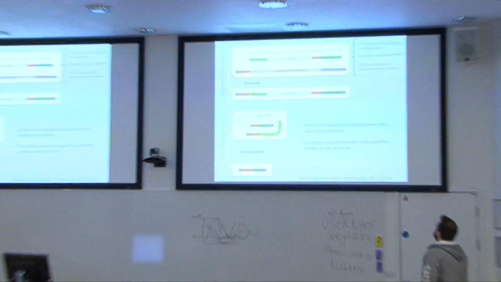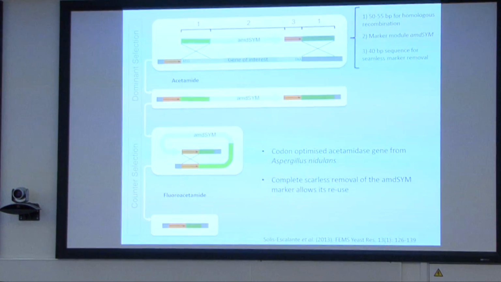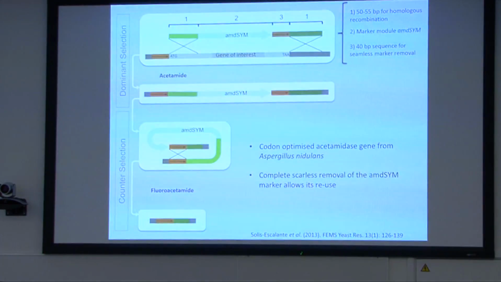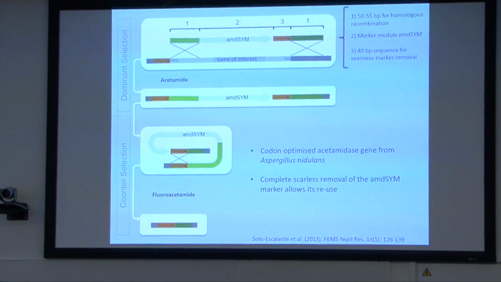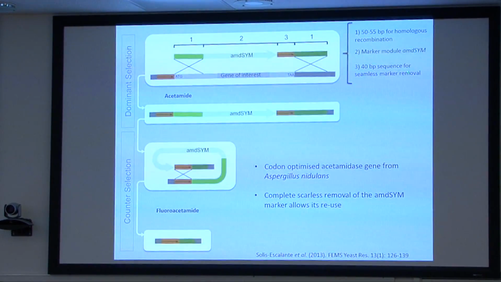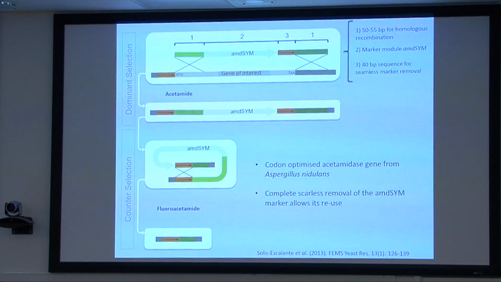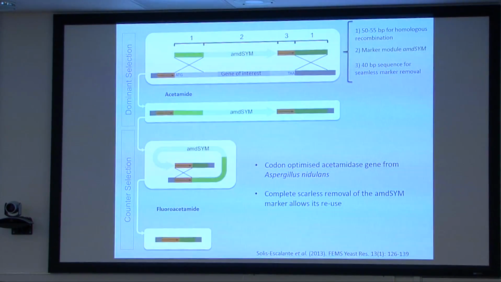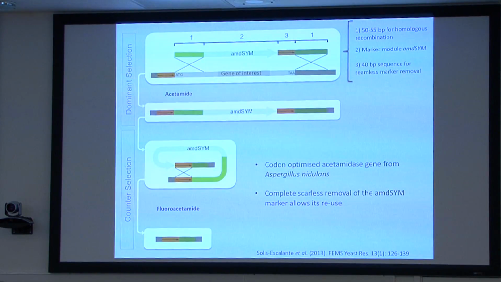The first one is using this dominant counter-selectable marker, AmdS, for gene deletion. This is my work with Solis and Escalante. What it is, you have a deletion cassette. Number one is 55 base pairs that are homologous to your gene of interest that you want to knock out. And this cassette in here, the AmdS, is a codon-optimized acetamidase gene from Aspergillus nidulans. It's also got a terminator and things like that.